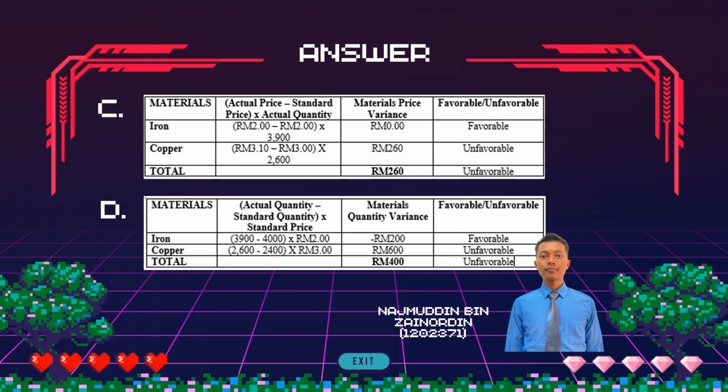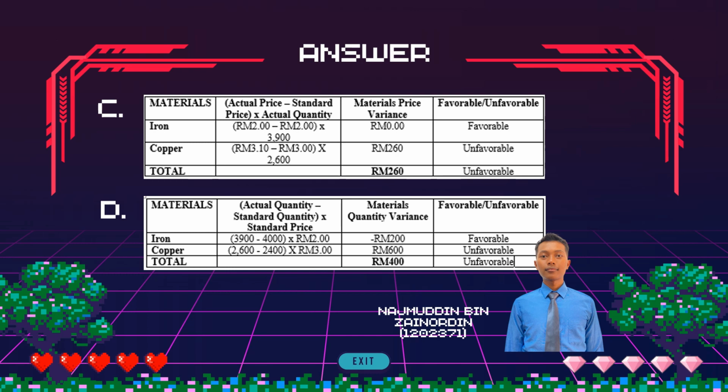Next, question C. What is direct materials price variance? First, for iron, RM2 minus RM2 times 3,900, and we get the total of RM0. This value is favorable. And for copper, we calculate RM3.10 minus RM3 times 2,600, and we get the total value of RM260. This value is unfavorable.